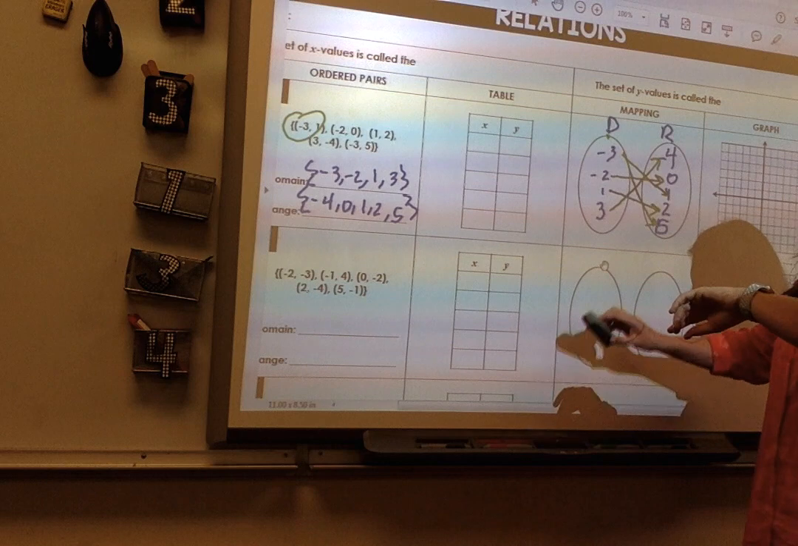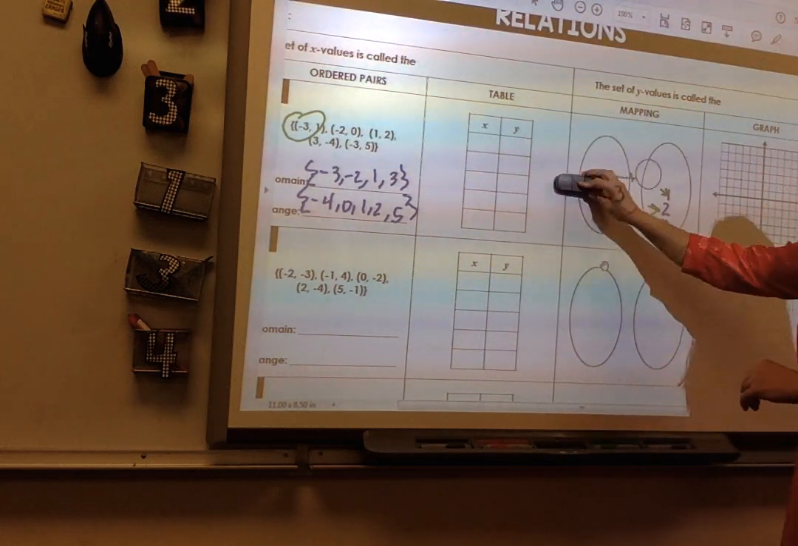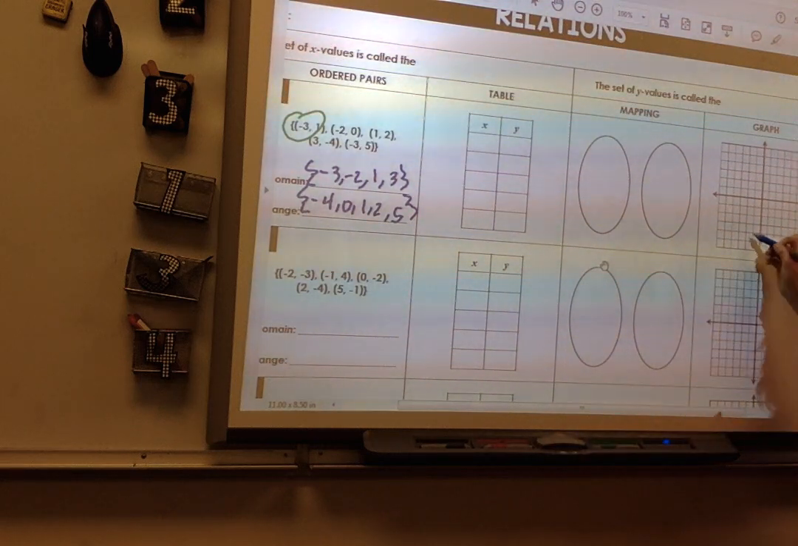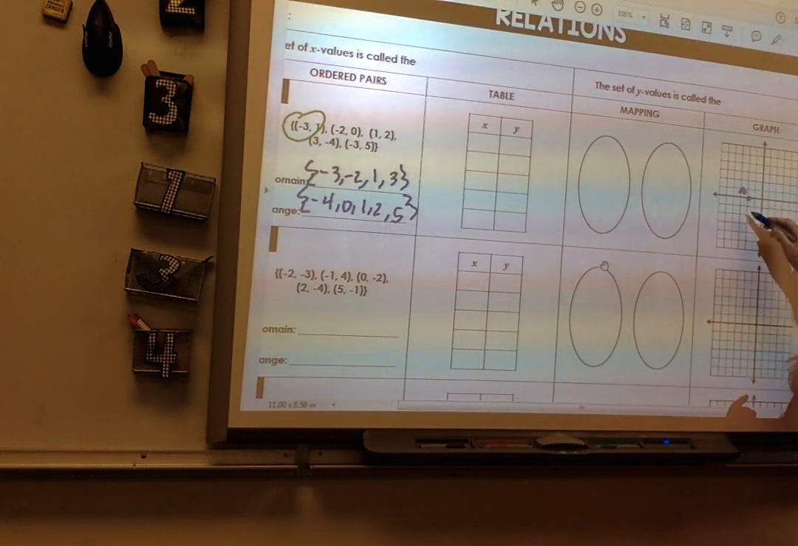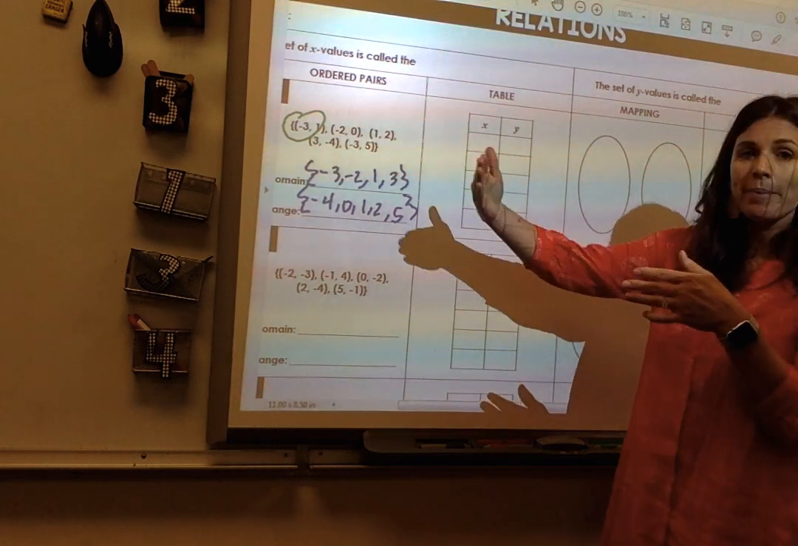The last way we do it is we graph those points. So we already know how to graph based on the previous page. So over here, it would be -3, 1 is a point, -2, 0 is a point, 1, 2 is a point, 3, -4 is a point, and -3, 5 is a point. So that's how I have filled in ordered pair, table, mapping, and graph.